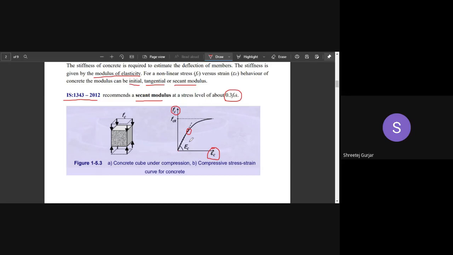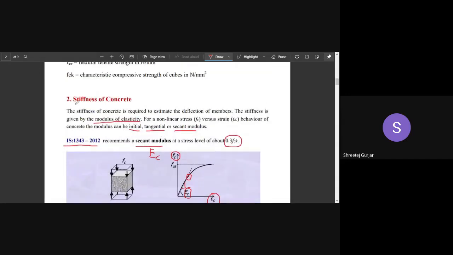So how do we determine the secant modulus? By taking the slope of this dotted line. The slope of this line is nothing but your secant modulus, which is denoted by EC. So secant modulus EC is given by joining this 0.3 FCK and your 0 point, and taking the slope of this straight line. This is how you determine the stiffness of our concrete.